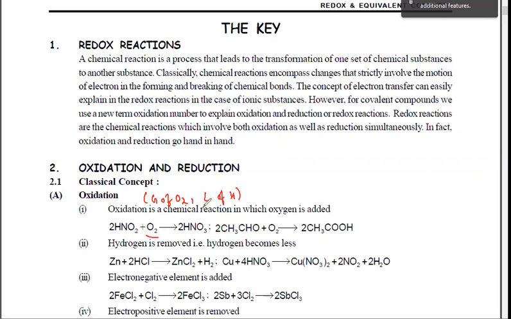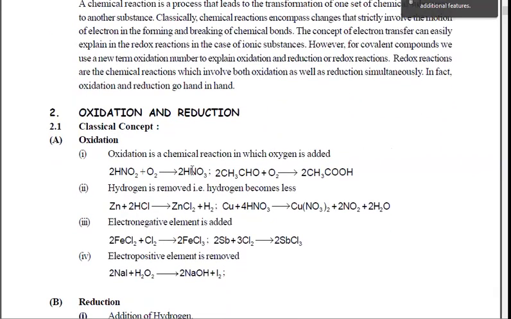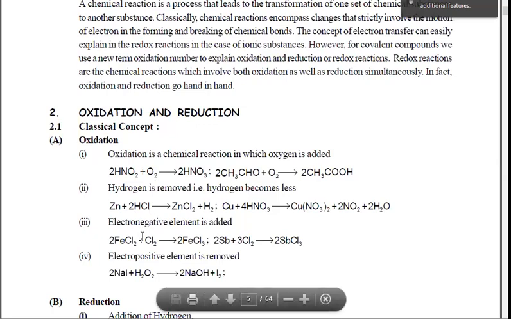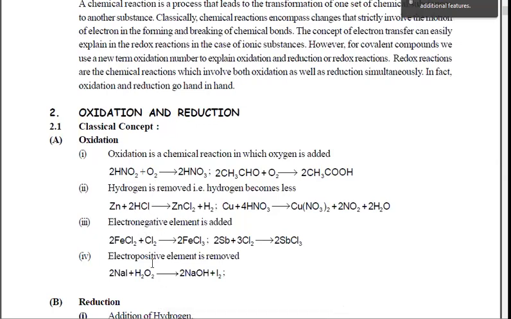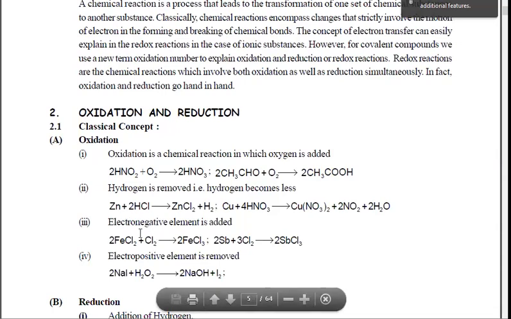right? Okay. Now, when we talk about some more concepts, then oxidation can also be termed as when a high electronegative atom is added. Like oxygen, if a high electronegative atom is added, that also is termed as oxidation. For example, FeCl2 plus Cl2, so Cl is a high electronegative atom as compared to Fe. Now it is added in FeCl2. So this is also your oxidation.